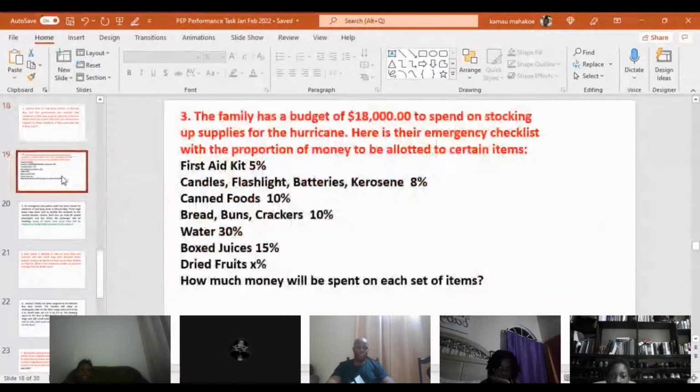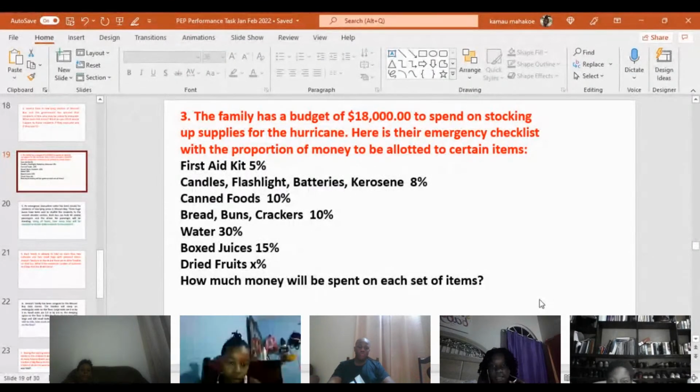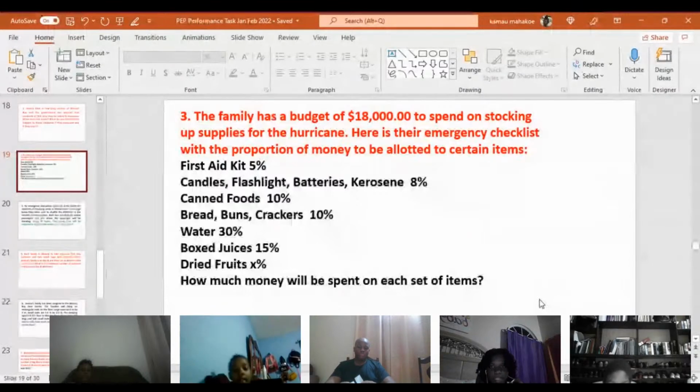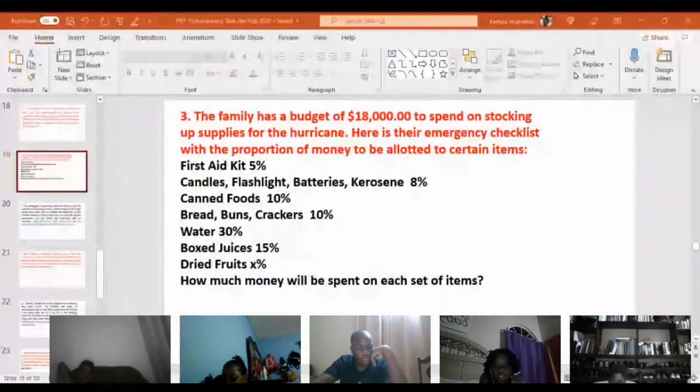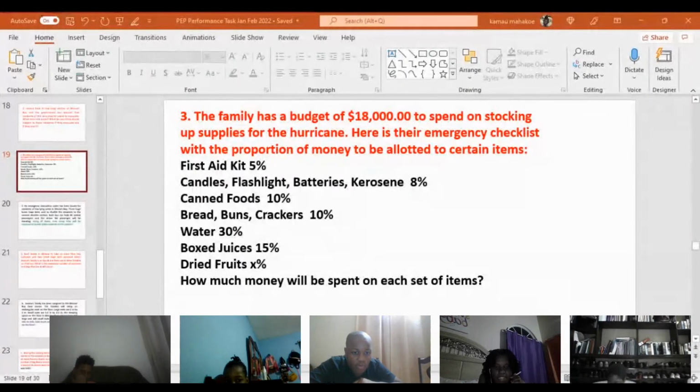Madison, I'd love for you to read question 3. Okay, Miss. Number 3. A family has a budget of $18,000 to spend on stocking up supplies for the hurricane. Here is their emergency checklist with the proportion of money to be allotted to certain items. First aid kit, 5%. Candles, flashlight, batteries, and kerosene, 8%. Canned foods, 10%. Bread, buns, crackers, 10%. Water, 30%. Boxed juices, 15%. Dried fruits, X%. How much money will be spent on each set of items?